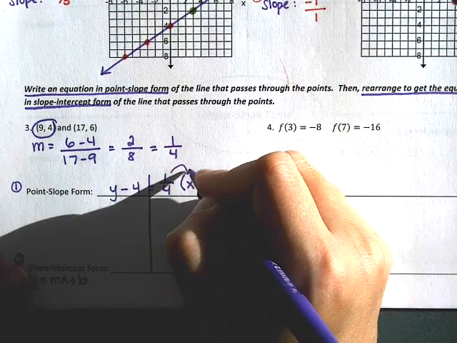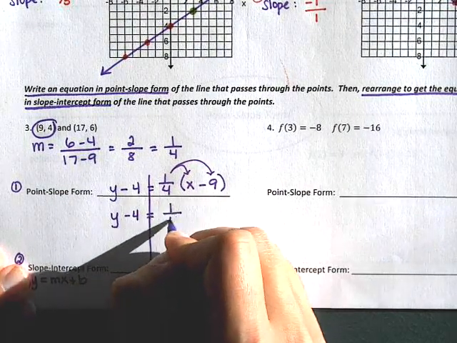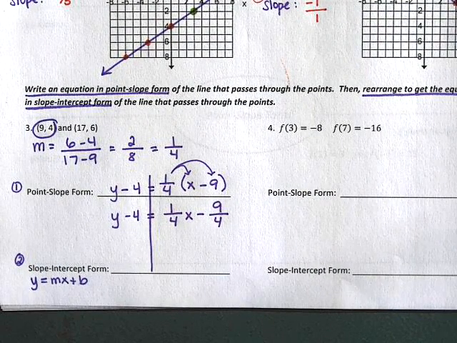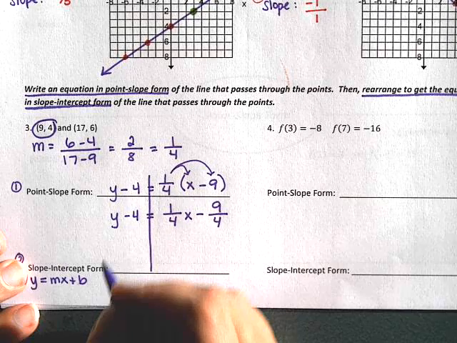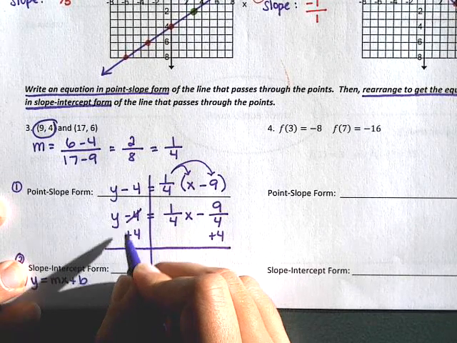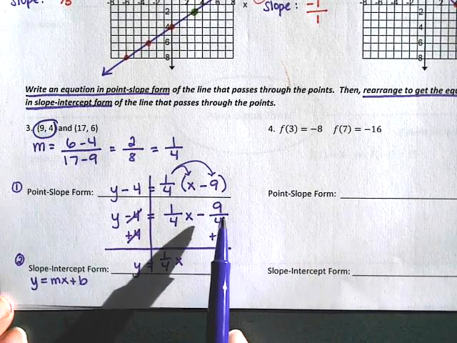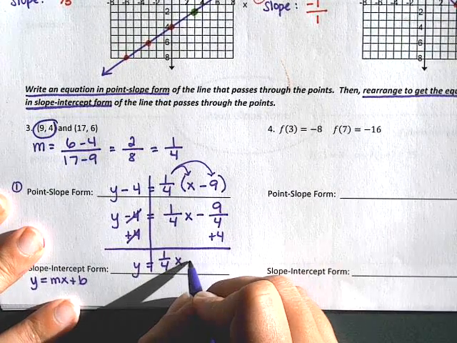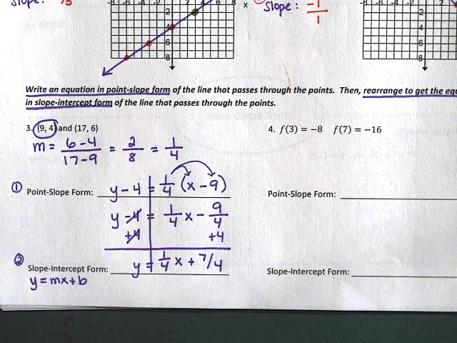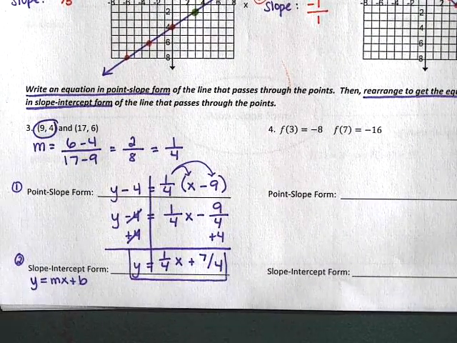First, I'm going to distribute in order to get rid of the parentheses. So y - 4 = 1/4 x - 9/4. And again, you have a calculator, so don't panic. You guys can do this. Then to get the y by itself, I'm going to add 4 on both sides, which means I get y = 1/4 x. Negative 9/4 plus 4 would be plus 7/4. And I'm done. Now I have y = mx + b, and it wasn't that hard to do.